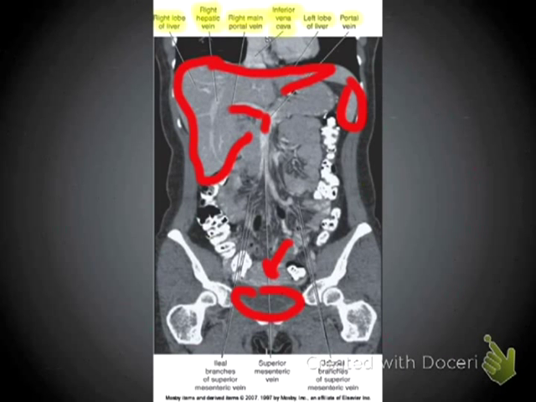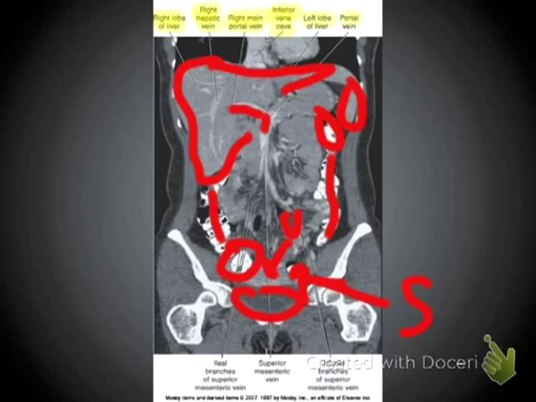Looks like uterus here, cecum, ascending colon, splenic flexure, descending colon, and this is probably sigmoid here, some part of sigmoid.